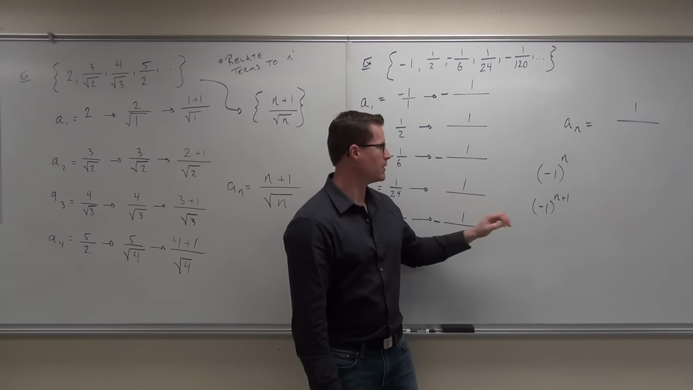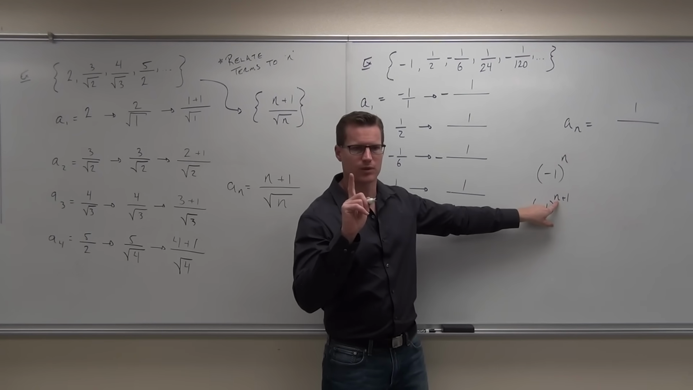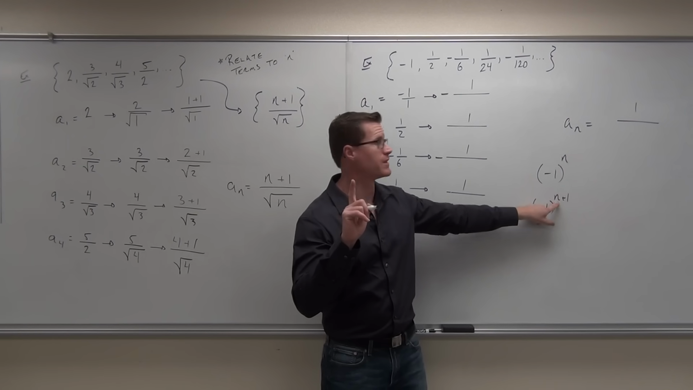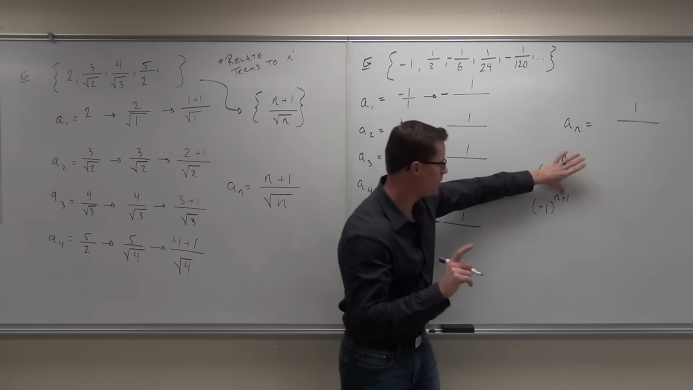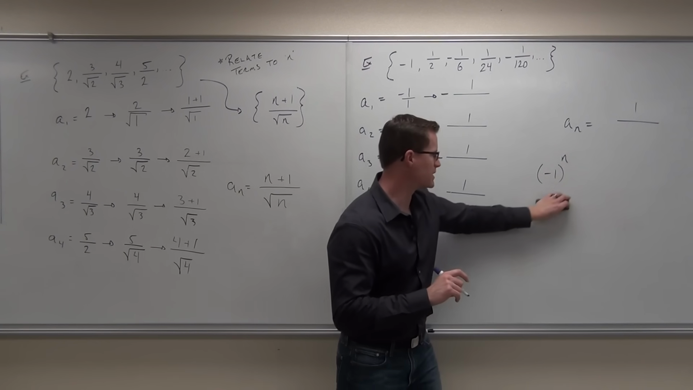Top one. -1 to the n plus 1. If I plugged in 1 here, I'd get 1 plus 1 is 2, -1 squared is positive. That would not be the correct case here. If we take away that plus 1, basically we get this one.